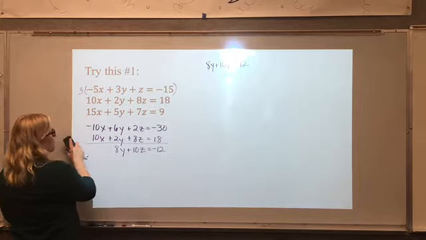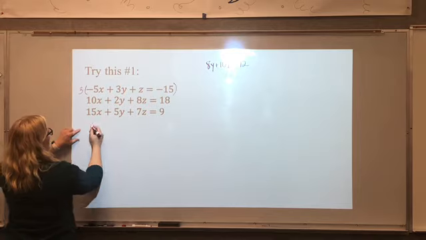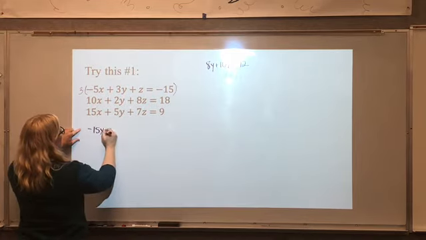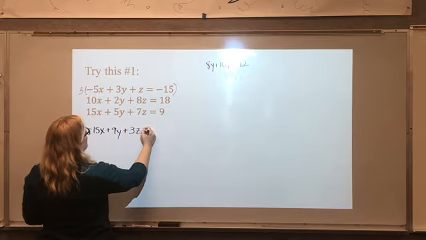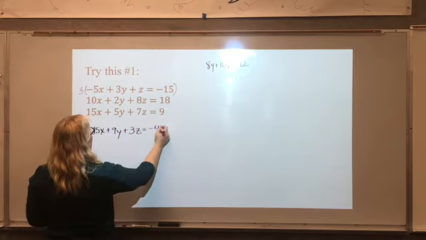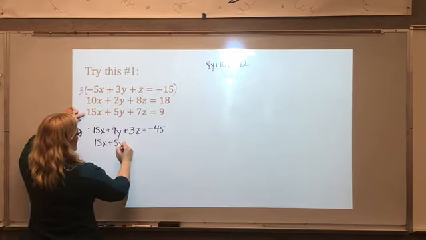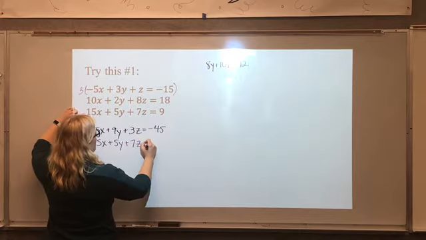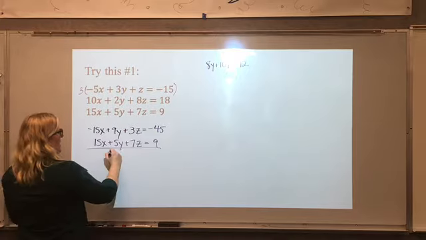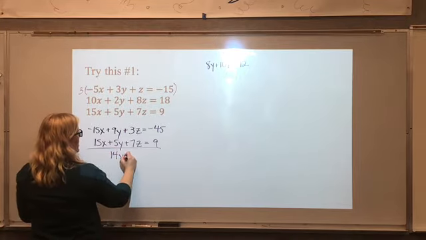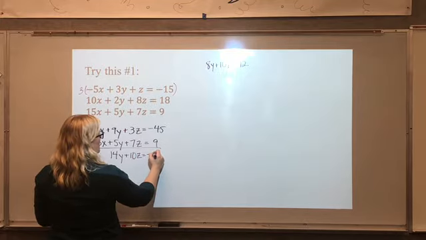And I'm going to erase this. Hopefully you have that written down already. So now I've got negative 15x plus 9y plus 3z equals negative 45. And then I rewrite this one, 15x plus 5y plus 7z equals 9. All right, so those x's drop out again. I get 14y plus 10z equals negative 36, right?